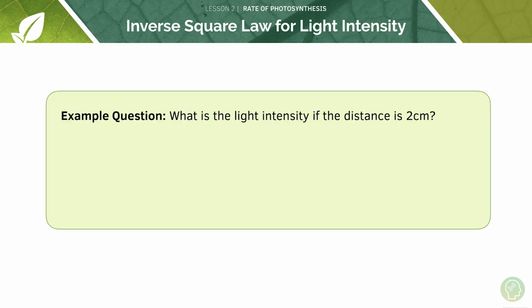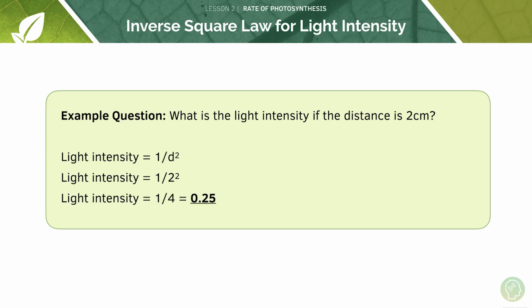So for example, what is the light intensity if the distance is 2 centimetres? So you would just plop it into this equation. So the distance is 2 centimetres, so you'd replace that with d. So 1 over 2 squared, which is equal to 1 over 4, which is equal to 0.25. So that's your light intensity.